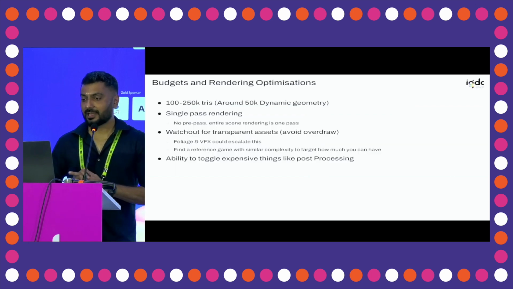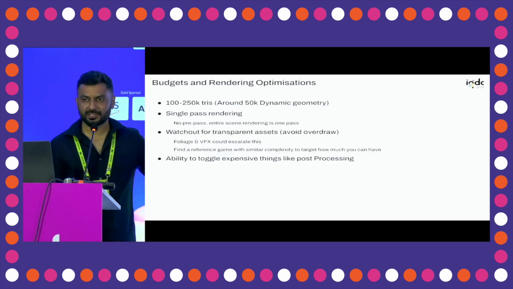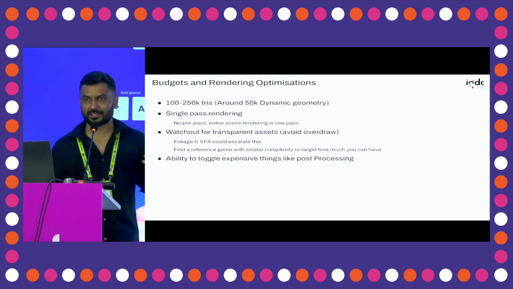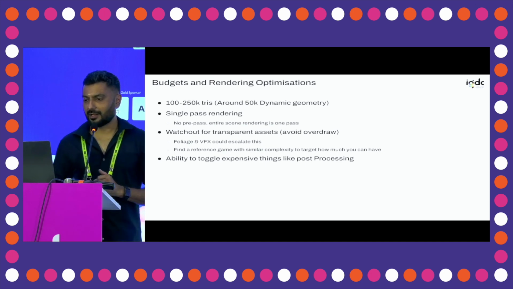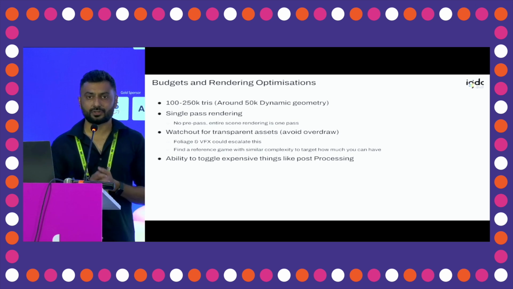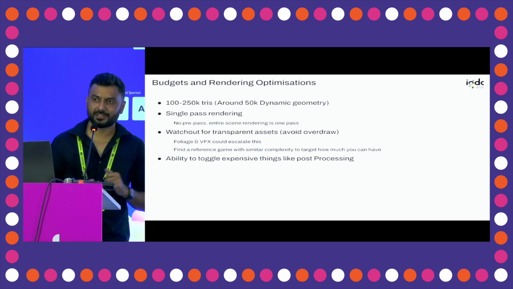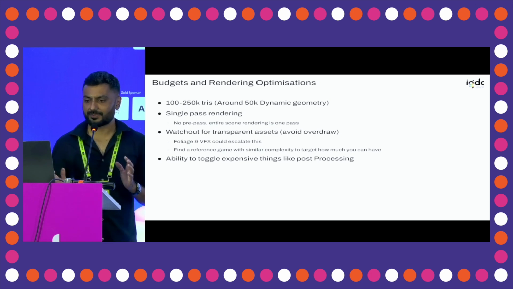Budget and rendering optimizations. This is the budget which I have written that works best as of now. But mobiles are getting stronger, so just make sure you check the complexity. For mobile, 100 to 200K tris per frame is a very safe area. Make sure the dynamic geometry is also not too much. Around 50K dynamic geometry, you'll be in safe space.